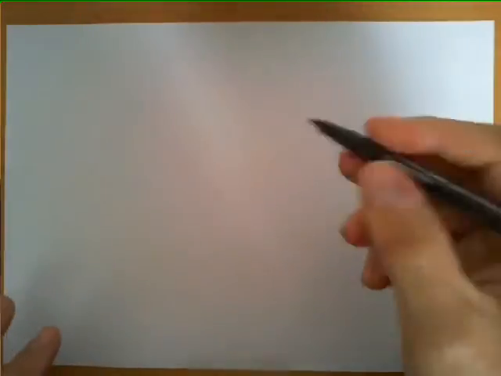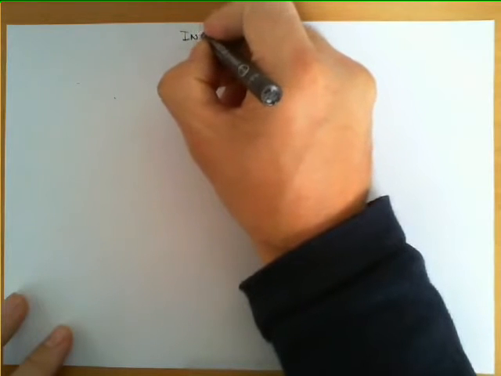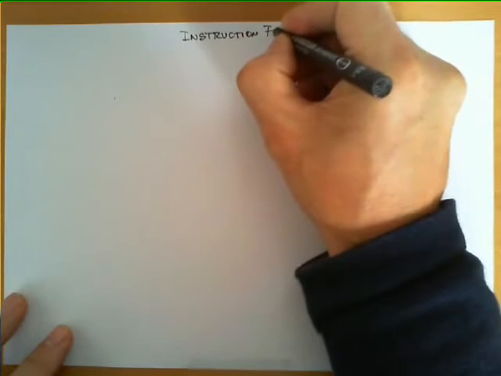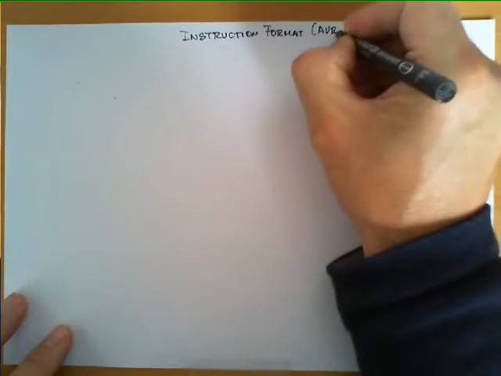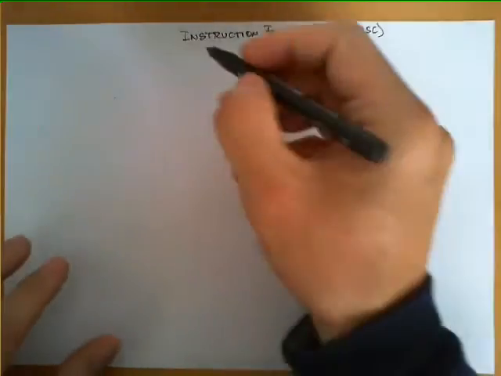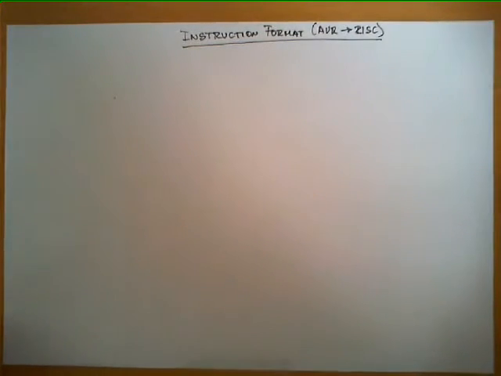In this video we're going to describe how the instructions in the AVR architecture are encoded. So we're going to describe the instruction format. Remember, this AVR architecture is a RISC architecture. In other words, it offers a reduced set of instructions, each of them fairly simple.